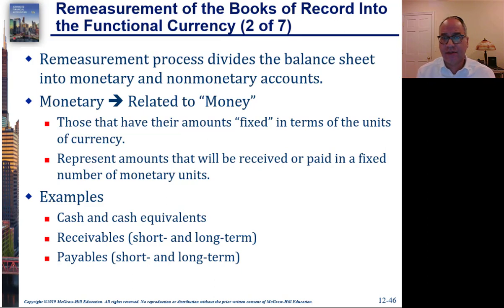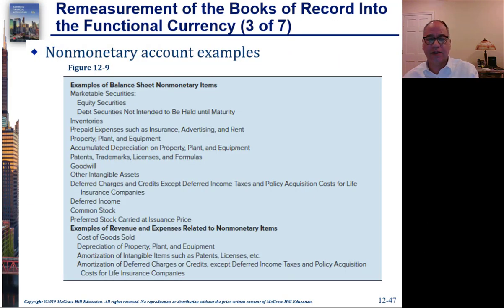Monetary assets and liabilities have a fixed amount in terms of what they're denominated in. So, for example, cash will say how much cash there is, of course, and that's how much cash there is. Accounts receivable, accounts payable, notes receivable, notes payable, all these kinds of things are monetary assets because they are denominated with a certain amount of currency. Non-monetary assets are everything else, and here you can see a list of what they are.